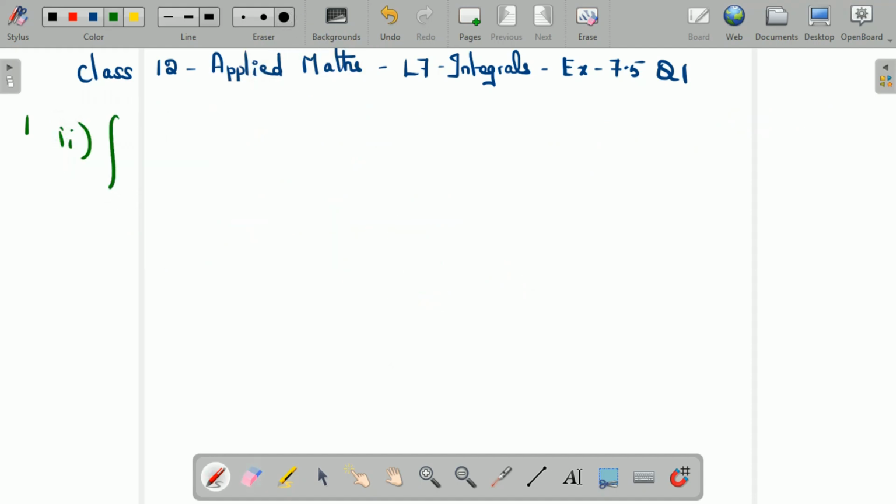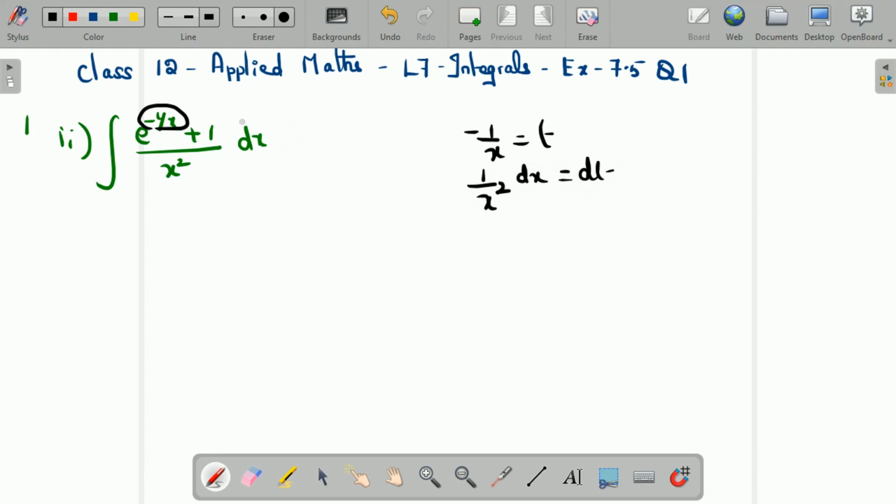Here it is integral of e power minus 1 by x plus 1, the whole thing by x squared dx. I'm going to simply put minus 1 by x as t. So minus 1 by x is equal to t. So when you differentiate this, you will get 1 by x squared dx is equal to dt. So this expression dx divided by x squared, I will be able to replace it with dt.